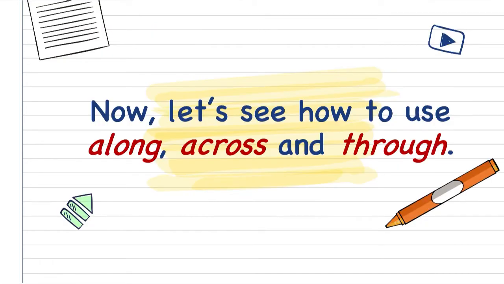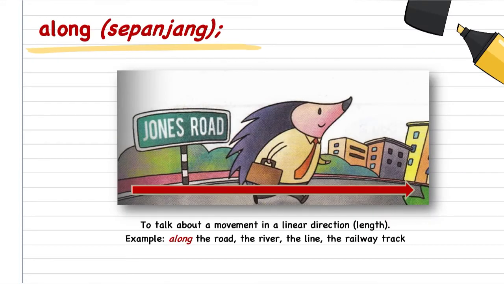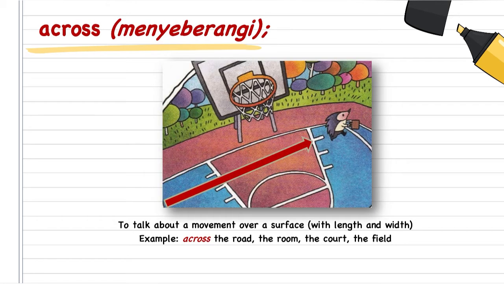Okay, now we are going to see how to use the words along, across, and through based on Mr. Porcupine's journey. Alright, for the first one, along, as in sepanjang in bahasa, we use it to talk about a movement in a linear direction, something with length. For example, along the road, along the river, along the line, along the railway track.